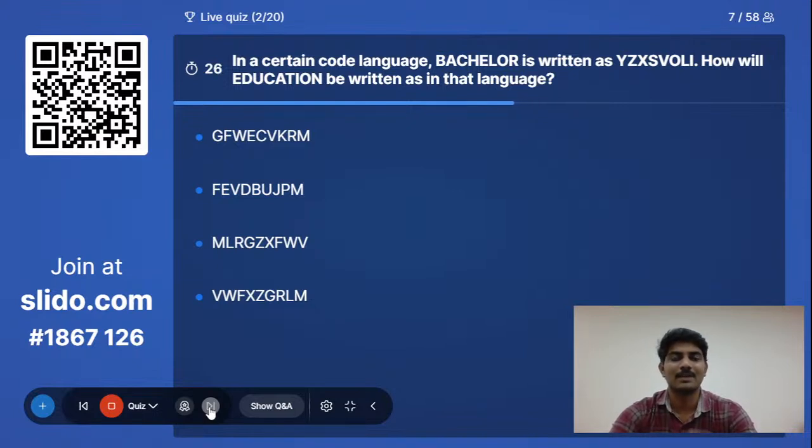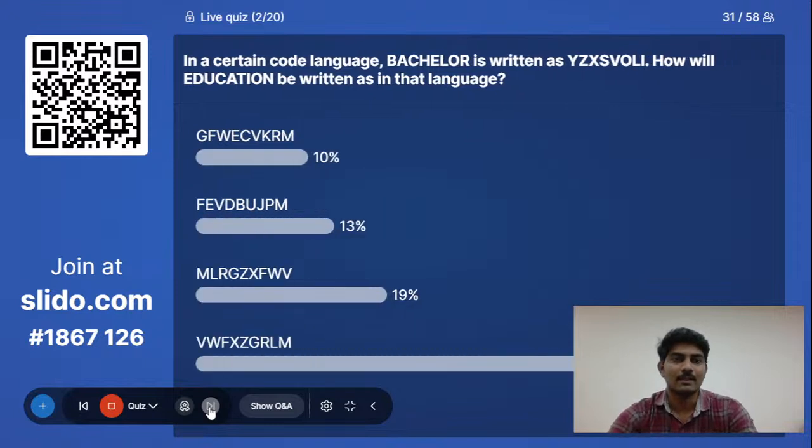Let's see the explanation for the first question, for those who missed it. In the first question, the given word was sanction, and it was coded as TZOBHPM. The correct logic is +1 and -1, +1 and -1. If we simply apply that logic letter-wise, we get the answer A.